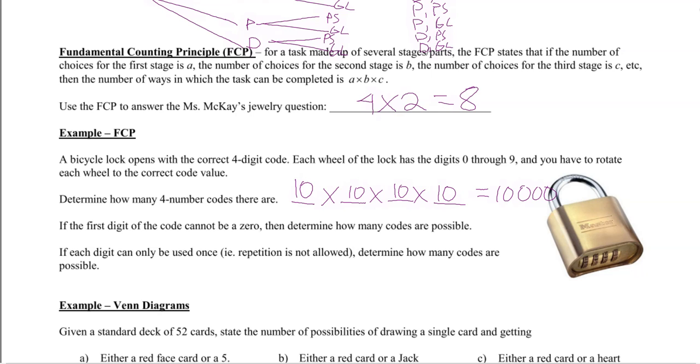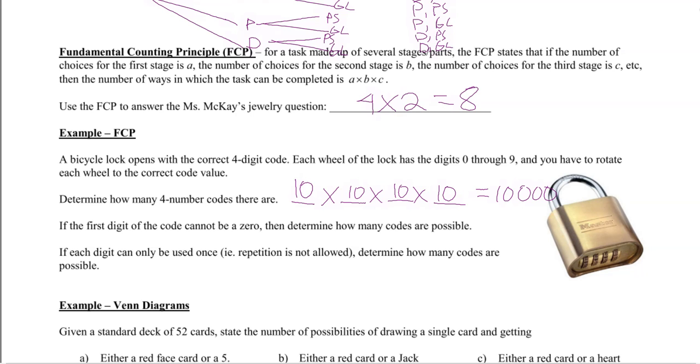We call it a combination lock. That's actually misnamed, but we'll get to that in a few days. And we'll still call them combination locks, even though they're not. So how many 4-digit codes are there? I have 10 choices first, then 10, then 10, then 10, so 10 times 10 times 10 times 10 is 10,000. What if the first digit can't be a 0?